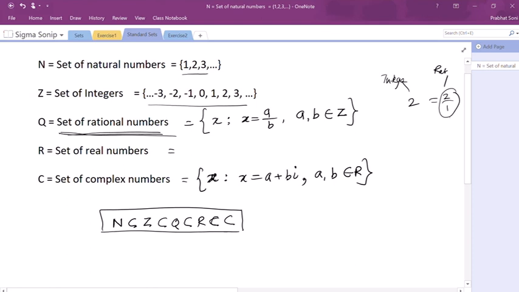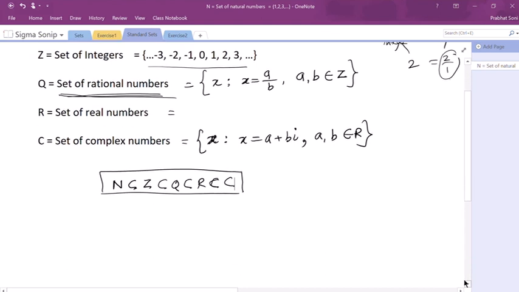One more thing before we go any further is to talk about parts of these sets. So Z is the set of integers. If I do Z plus, it's the set of positive integers.